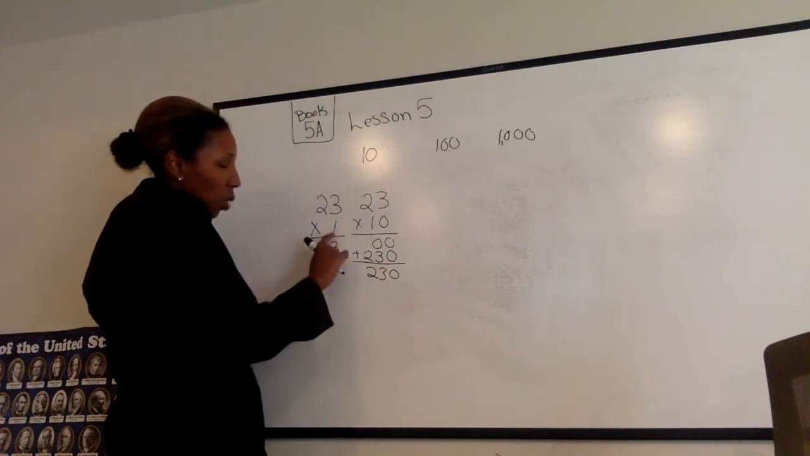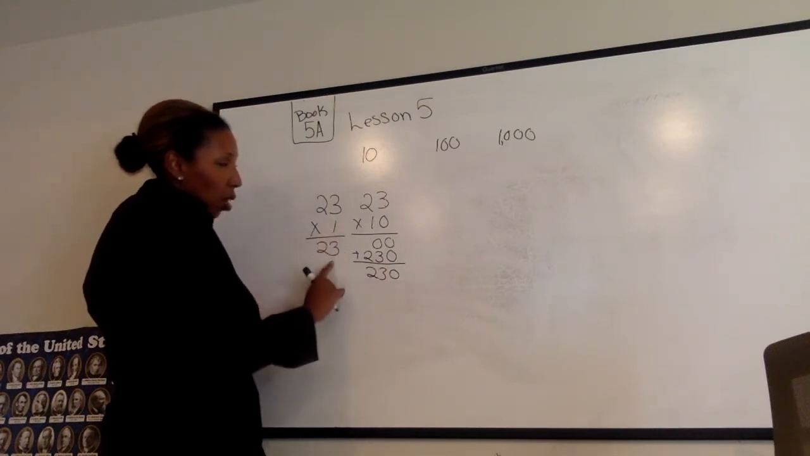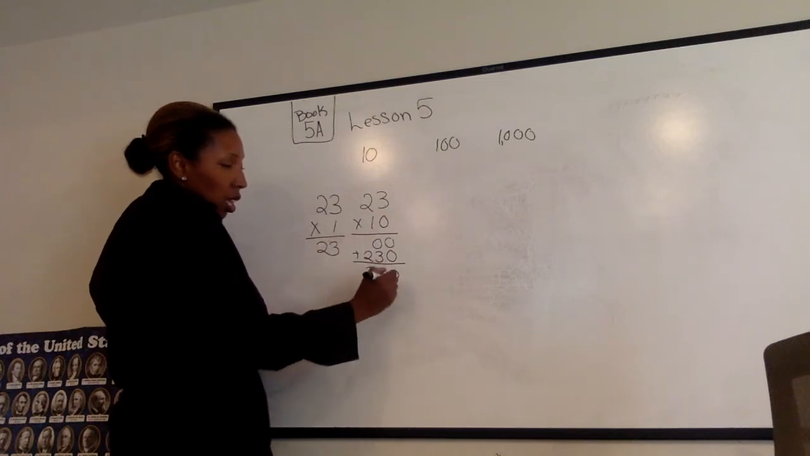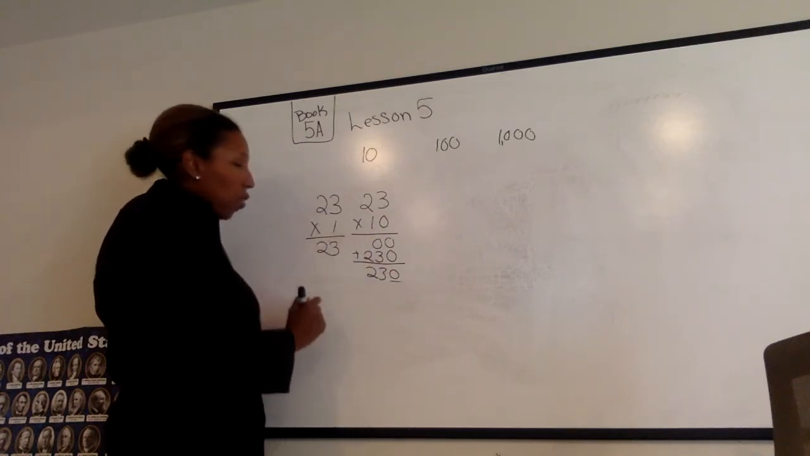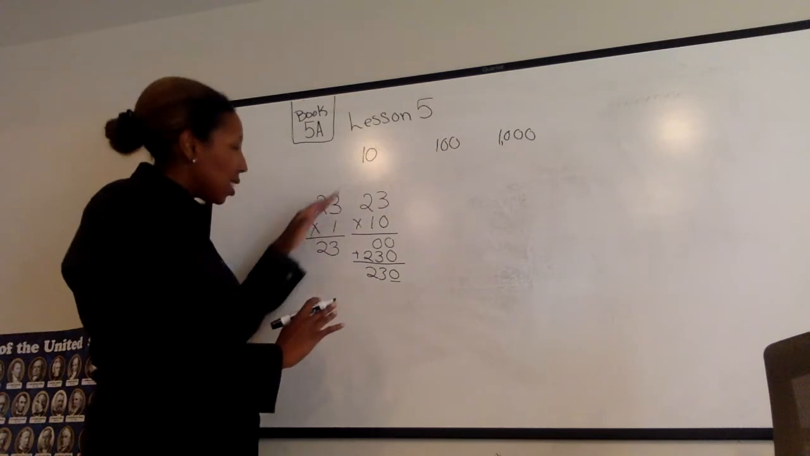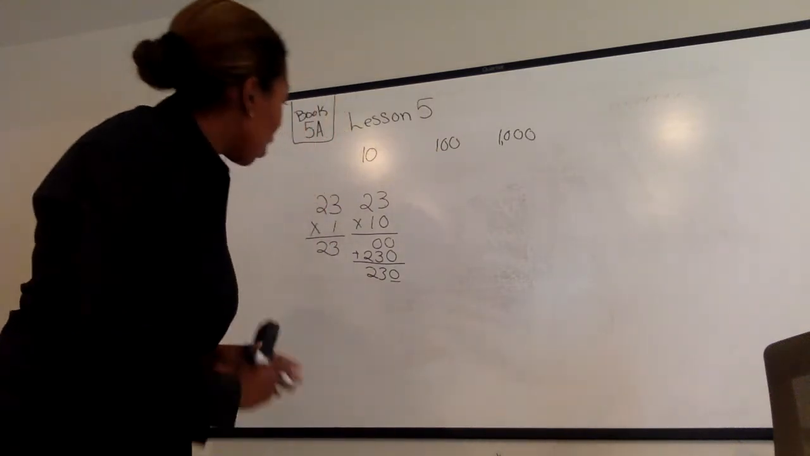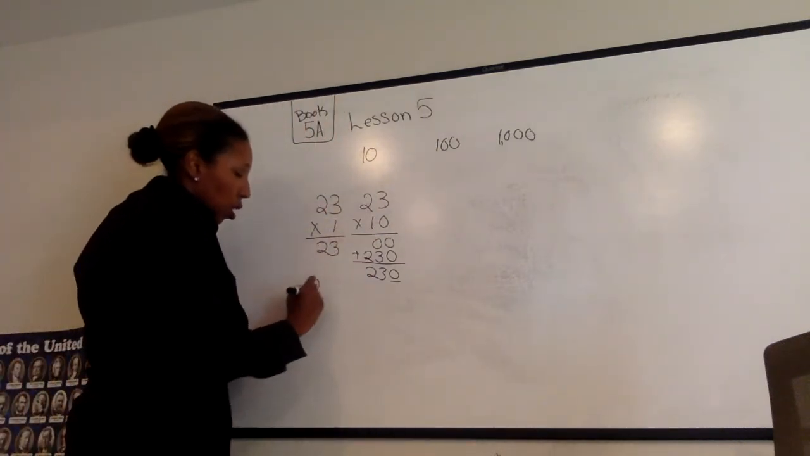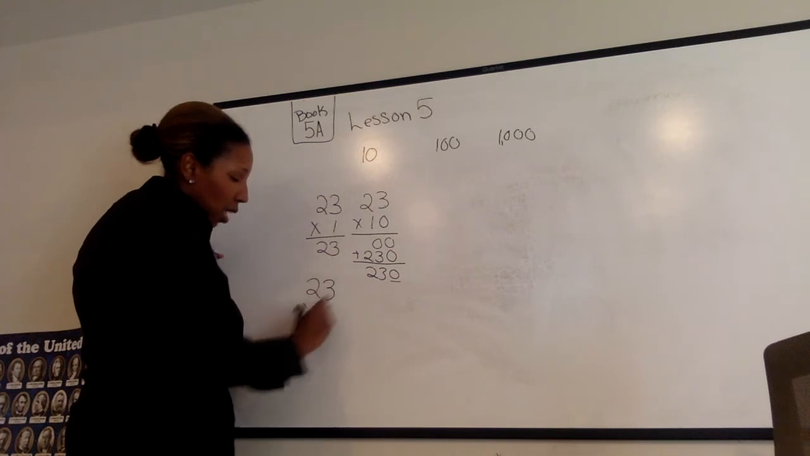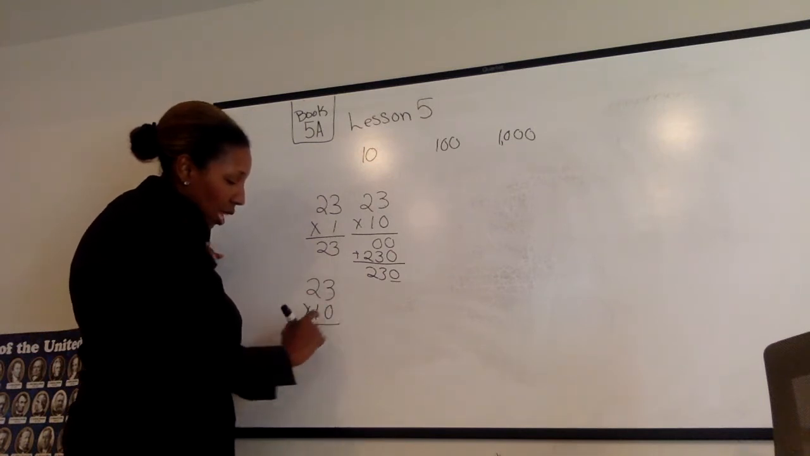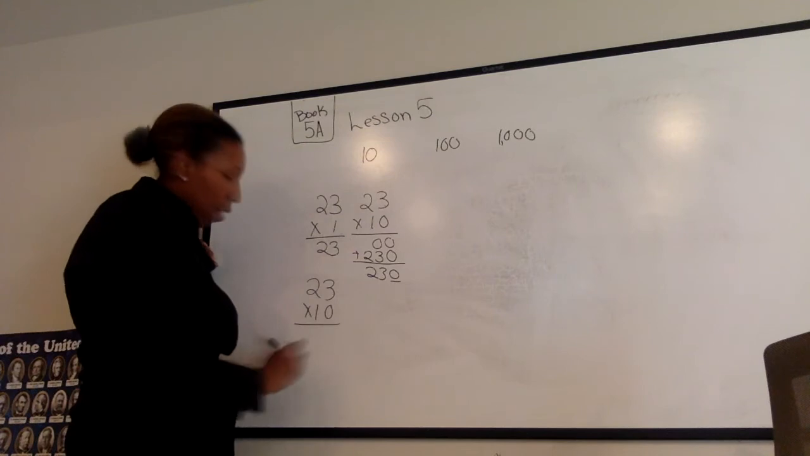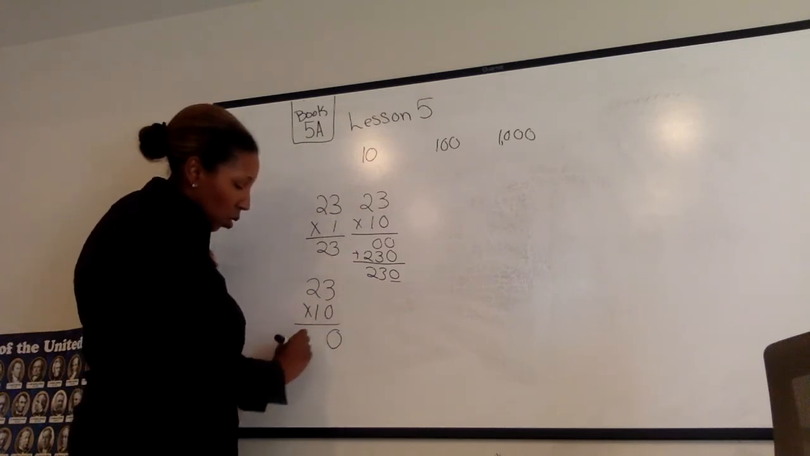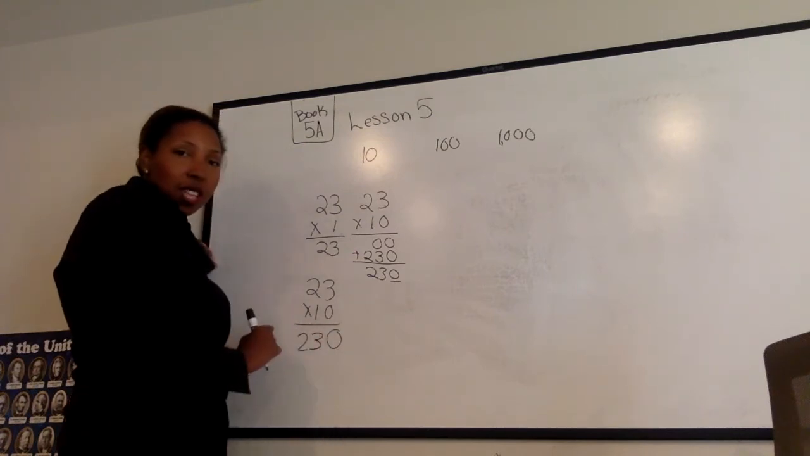So the difference between having the 1 there and a 0 there is a 0. So therefore, an easy way to do that instead of doing all that is to know that when you do 23 times 10, you just count how many zeros you have. And since I have 1 zero, I copy the number and put a 0 at the end.